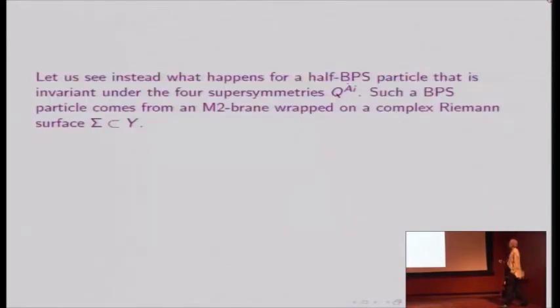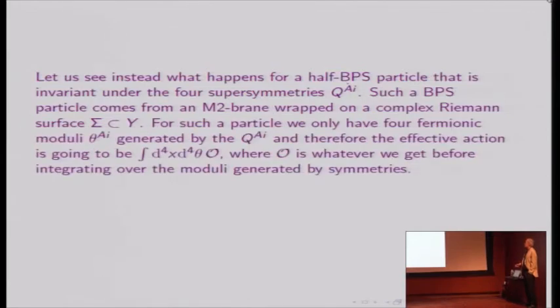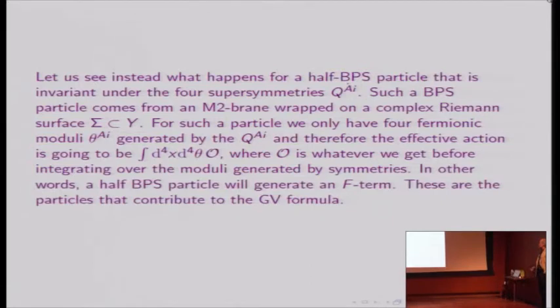What about a half BPS particle that's invariant under the 4 supersymmetries of positive chirality? That's what you get from a BPS particle that comes from an M2 brane wrapped on a Riemann surface. For such a particle, we only have 4 fermionic moduli, so the effective action is going to be d4x, d4 theta times O, where again, O is whatever we get by integrating over everything else. In other words, a half BPS particle can generate an F term.